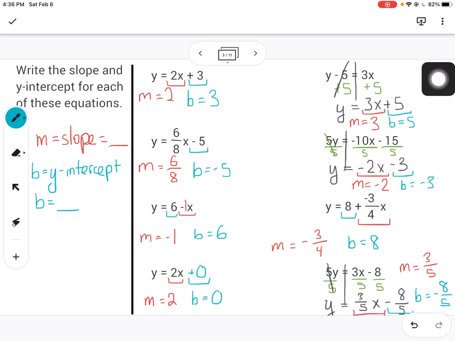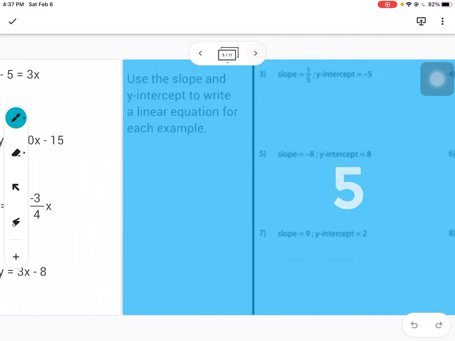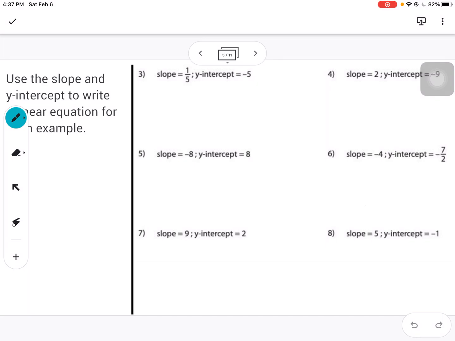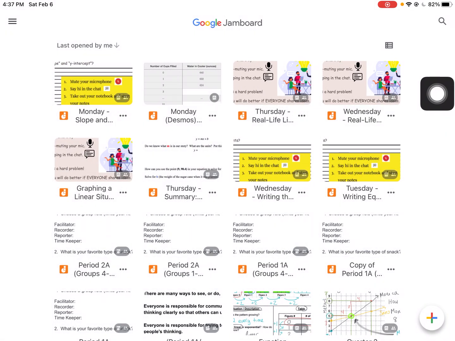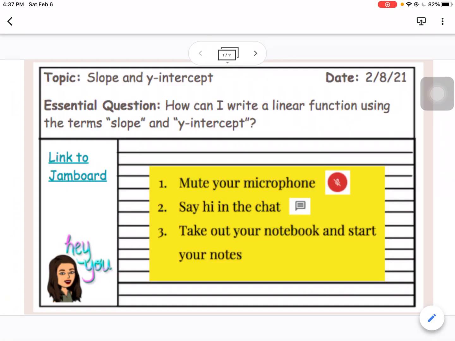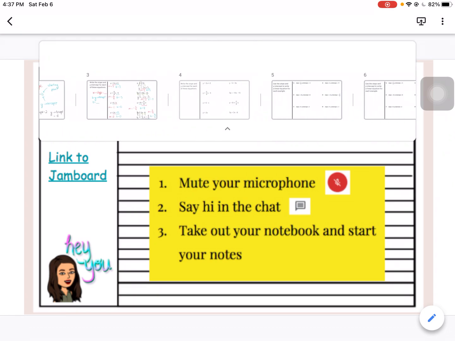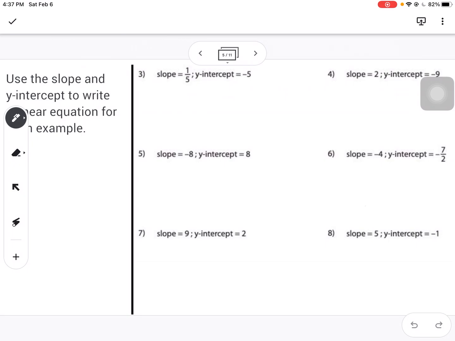Make sure you've written down all these examples in your notebook, and then we'll go to the next slide. So you can also go the other way when you are writing linear equations using the slope and the y-intercept. For each of these, we're going to give you the slope and the y-intercept, and you are going to write the equation. So go ahead and pause the video.